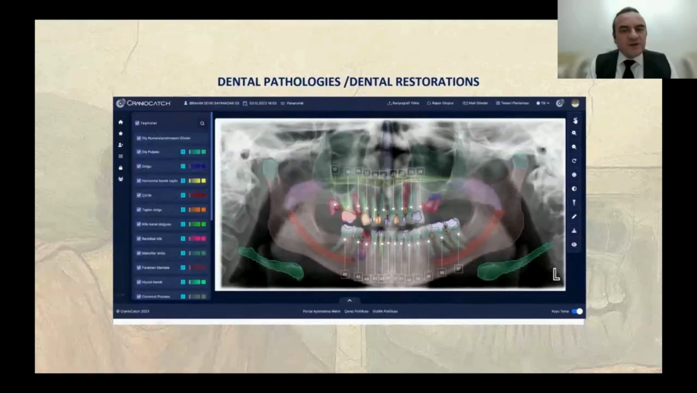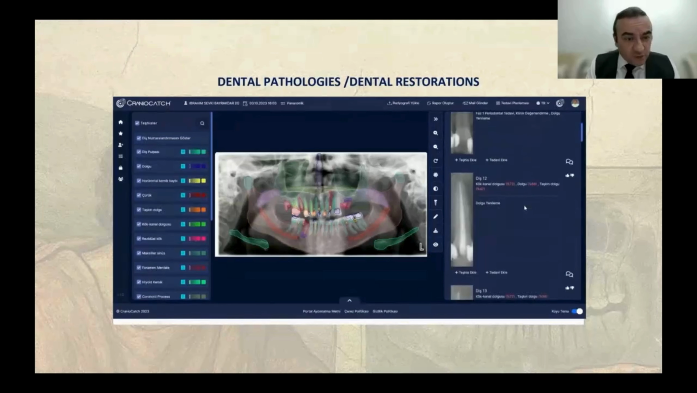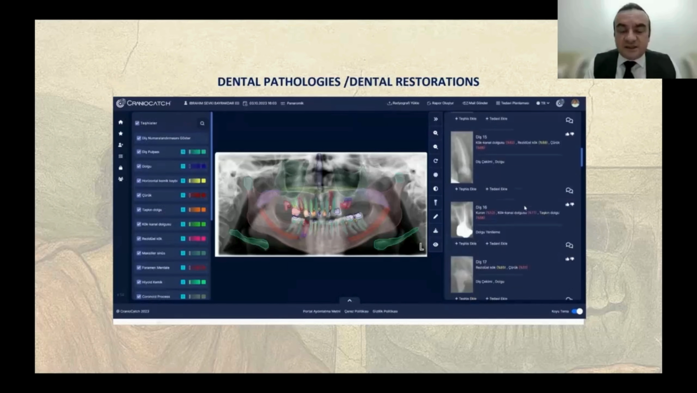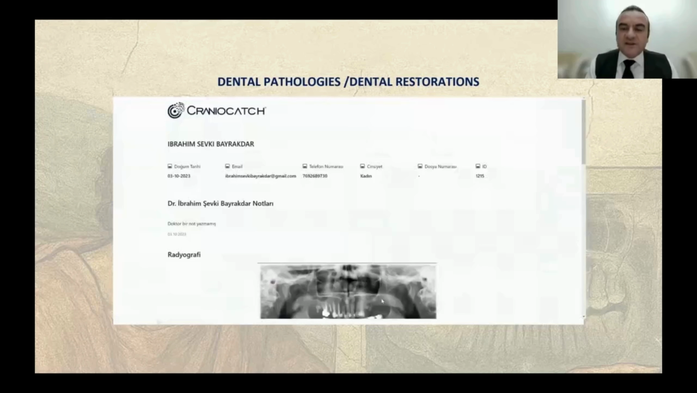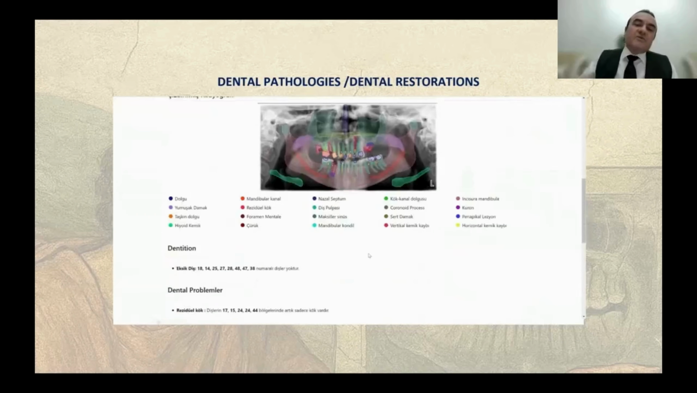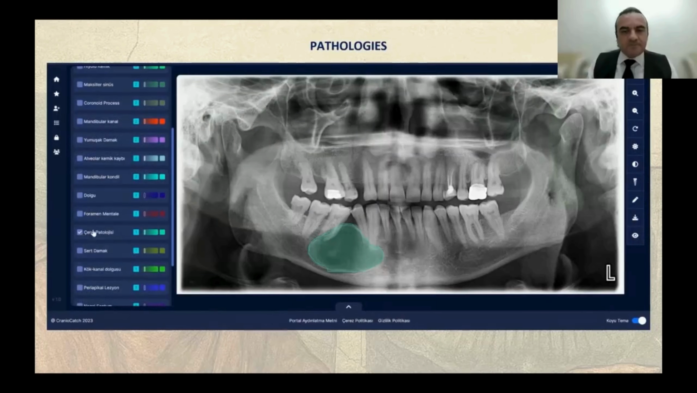So together with the cranial cage, we can make the tooth numbering, we can identify and segment the dental pulp, and we can also identify the caries lesion, the anatomical alignment, residual teeth, and all the fillings as well. One good thing is that just one click away, you can generate a report, and you can even put your signature on the report straight away.